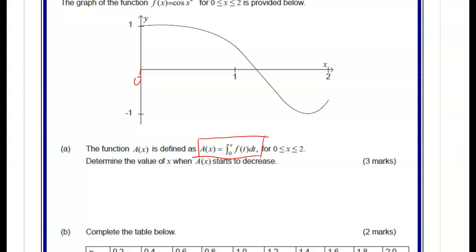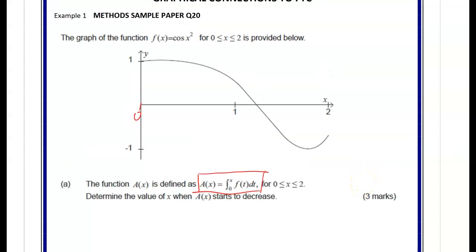Determine the value of x when A of x starts to decrease. So I think I've just given that away, haven't I? How do we know that A of x is related to cos x squared? Because of the f of t dt. So that's function f, and there's your function f. Okay, so it's got to be the same. Yeah, good question. So when does it start to decrease? Well, I think I've just answered that, didn't I?